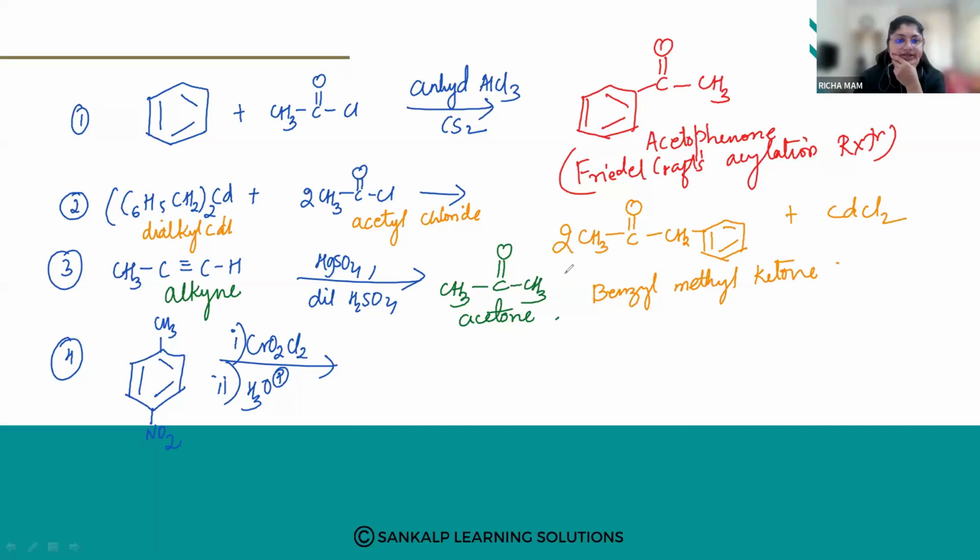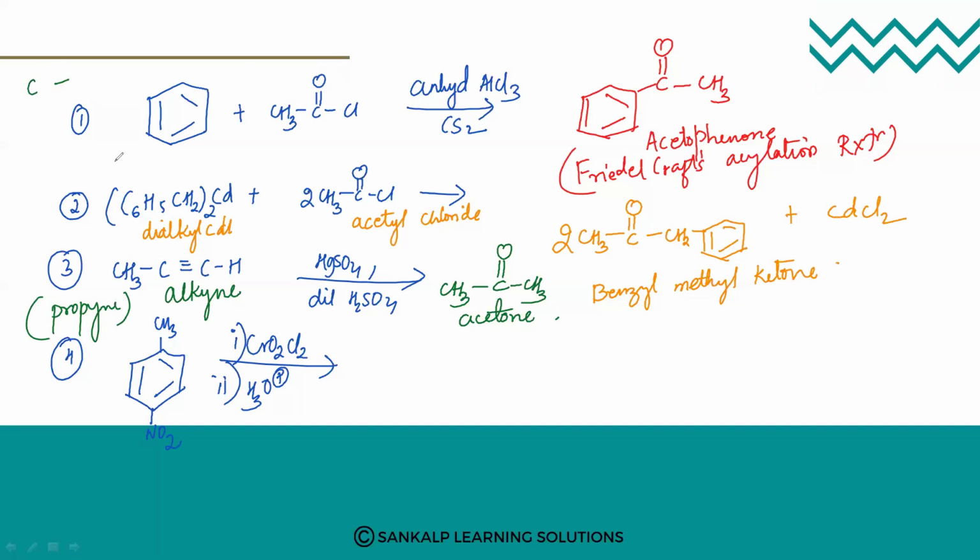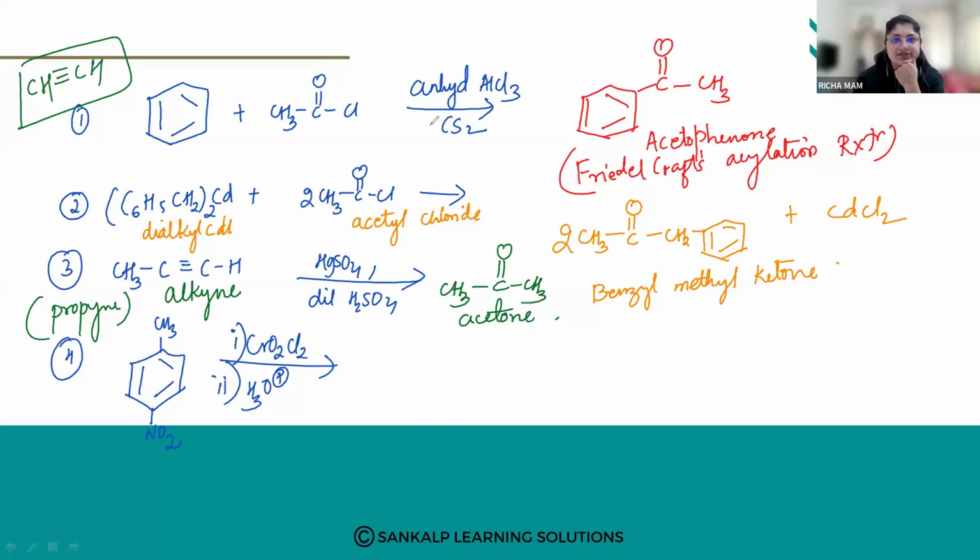In the last class we have discussed that when we have propyne in the presence of HgSO4, and CH triple bond CH, you are going to get an aldehyde. If you have other than this, then you will get acetone, a ketone. Okay. Last one.